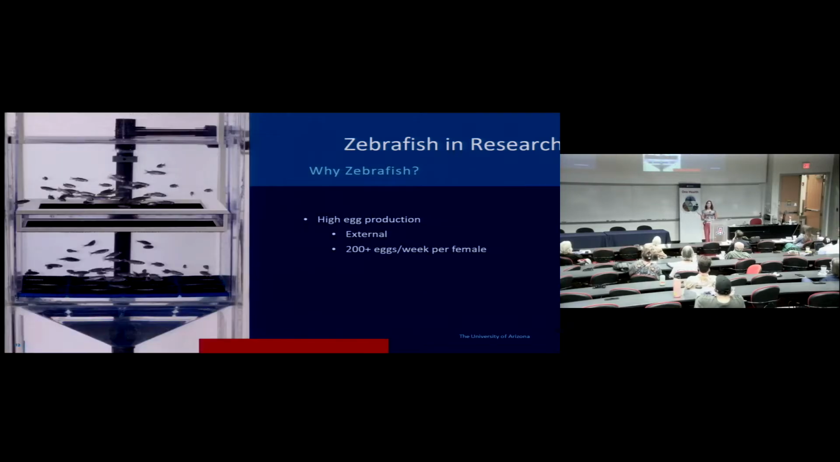They also reproduce at a very high rate, so within one day, one mating, you can get over 200 eggs from one female. So when you have a breeding tank like this one set up here, you move the divider, the males and females do their thing, the eggs are fertilized externally, they drop through the filter, you collect them at the bottom, you can have thousands of eggs in one day to work with, fertilized embryos to work with.